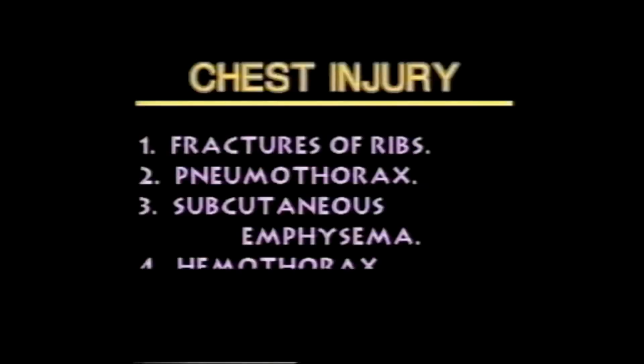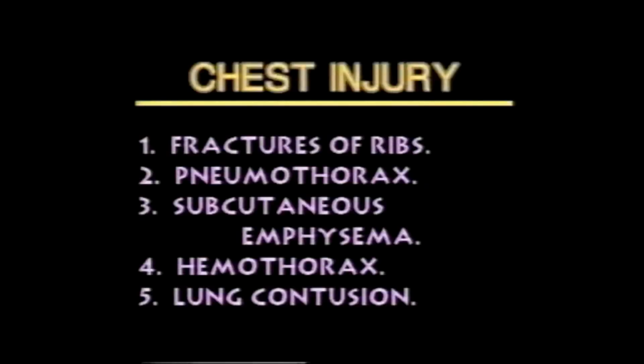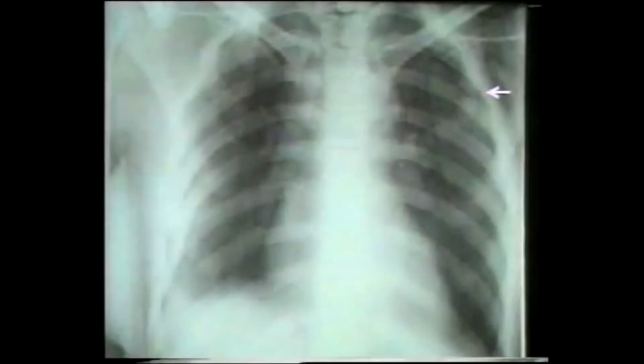X-ray of the chest is a very important diagnostic tool in presence of chest injury. The various pathologies that may be seen on chest X-ray are fractures of the ribs, associated pneumothorax, subcutaneous emphysema, hemothorax and lung contusion. This X-ray shows multiple fractures of ribs on the left side.